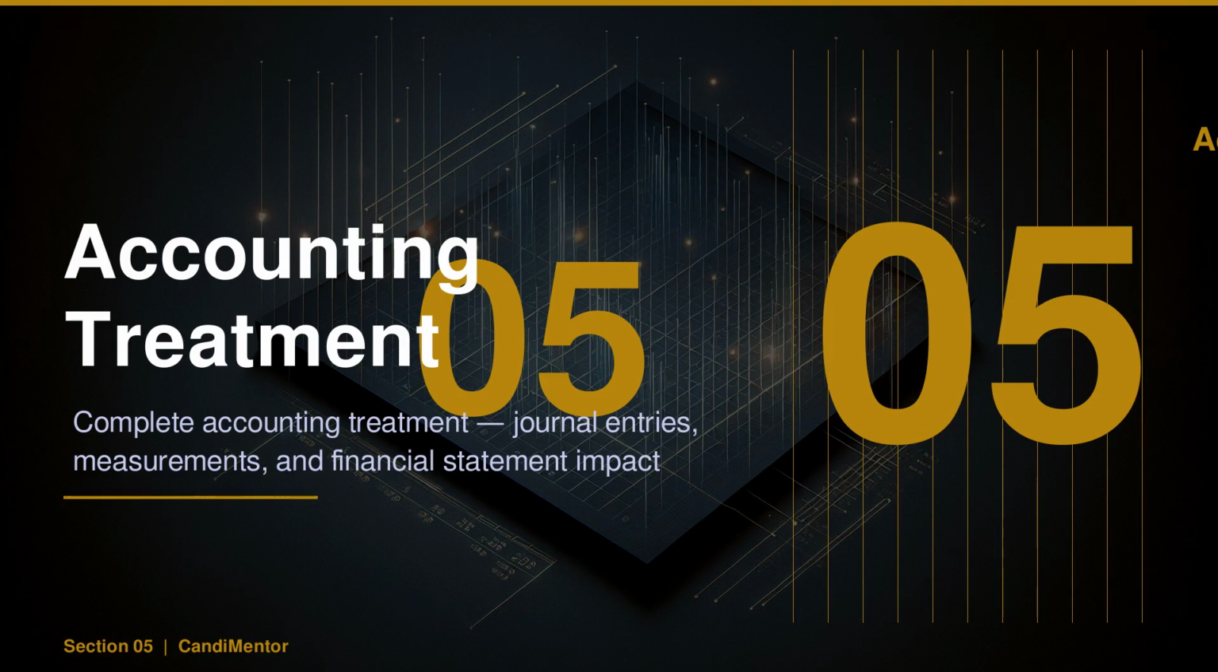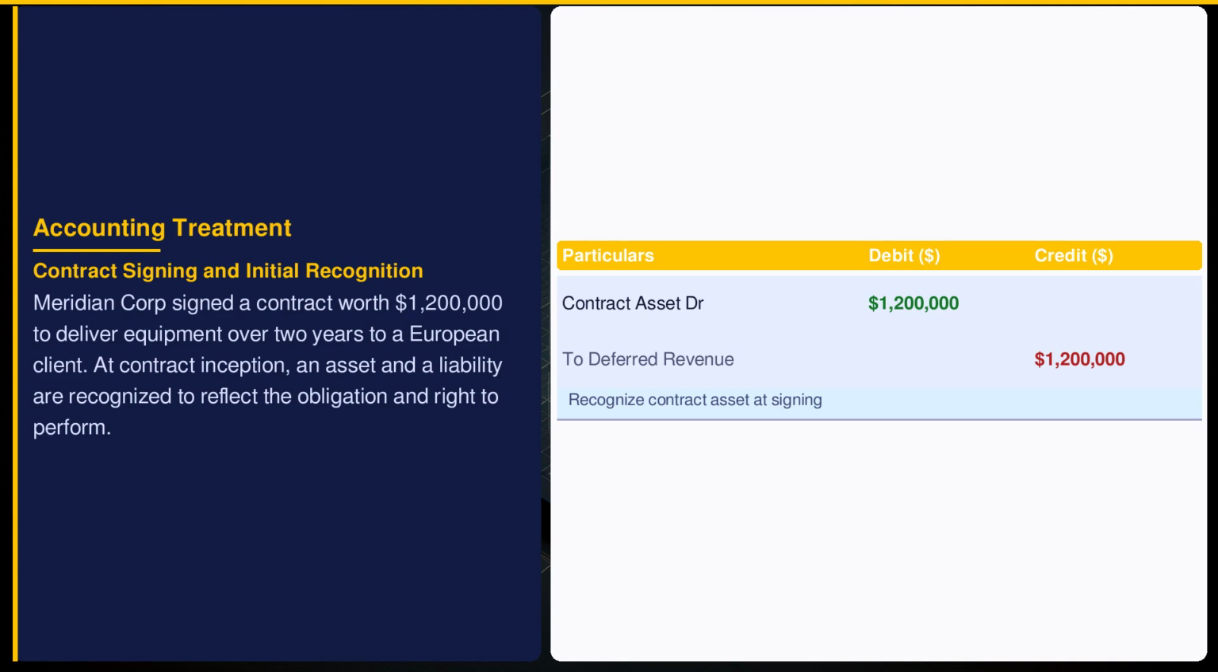Meridian Corporation, a global manufacturing company, enters into a $1,200,000 contract with a European client to deliver specialized equipment over a 2-year period. Discover the accounting journey from contract initiation to completion under Indian Accounting Standard 115. The contract asset represents the right to consideration for satisfied performance obligations. Deferred revenue reflects the obligation to transfer goods.